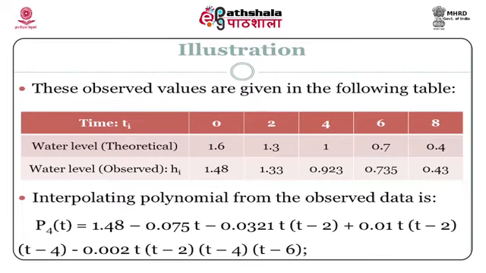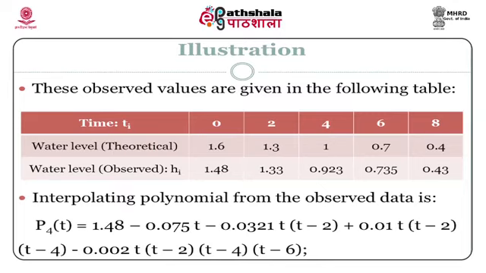So for the interpolating polynomial from the observed data, these are the nodes we are going to consider: (0, 1.48), (2, 1.33), (4, 0.923), (6, 0.735) and (8, 0.43). If you compute from this, we get the 4th degree interpolating polynomial P4(t) equal to 1.48 minus 0.075 t minus 0.0321 t(t minus 2) plus 0.01 t(t minus 2)(t minus 4) minus 0.002 t(t minus 2)(t minus 4)(t minus 6).